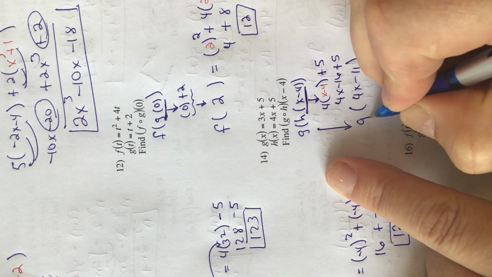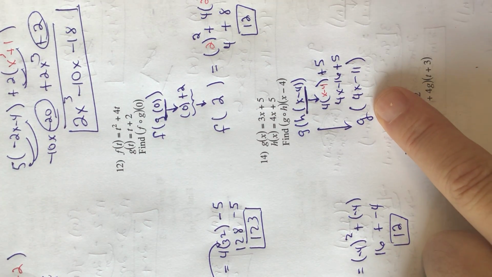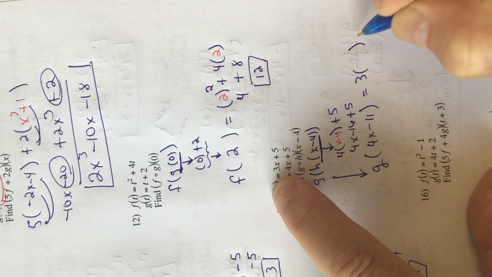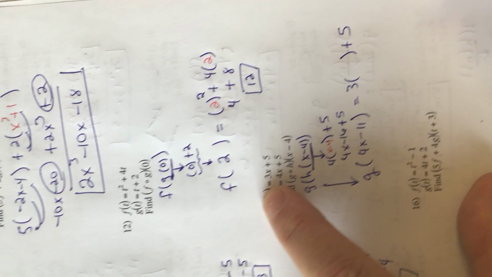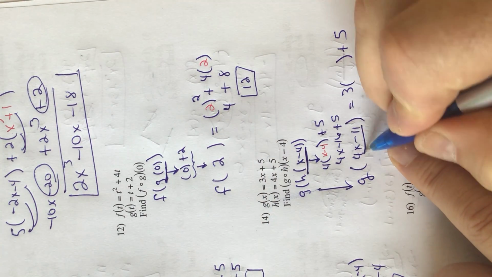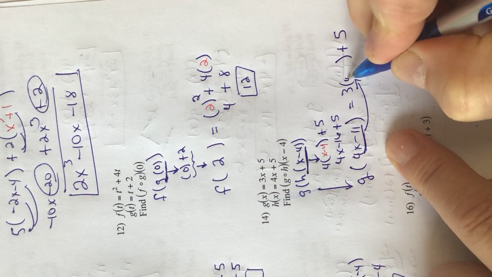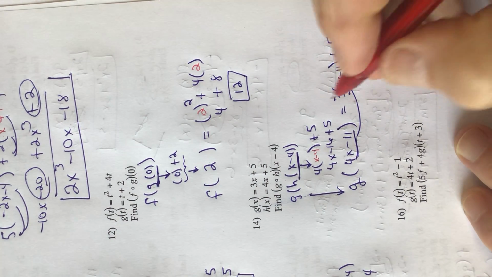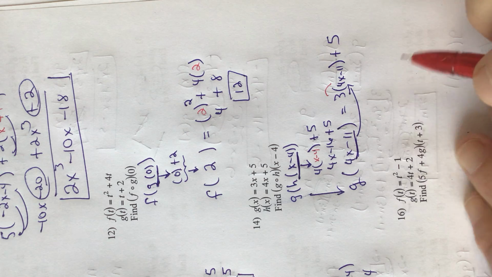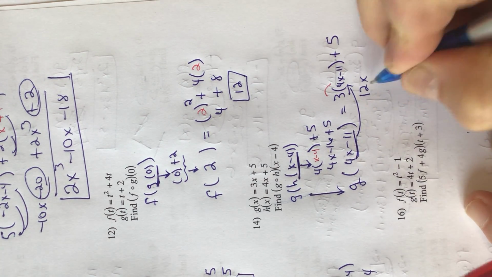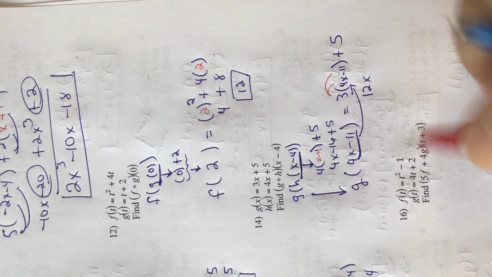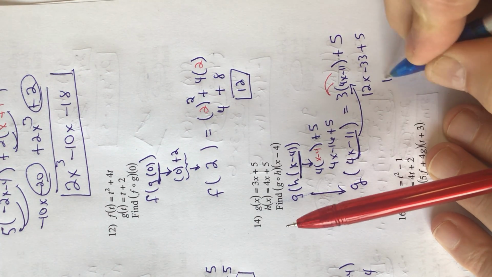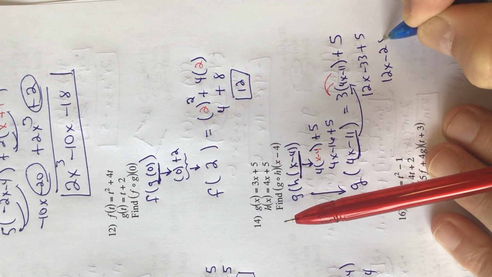Now drop down the g. That is what goes in g. G is 3 times something plus 5. And here's the something that goes in there, 4x minus 11. Okay, 3 times 4 is 12. 3 times negative 11 is negative 33. So we end up with 12x minus 28.